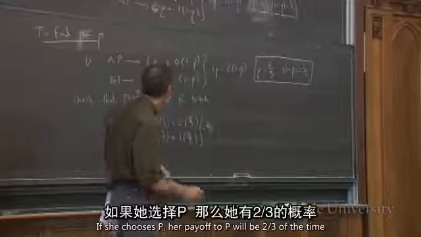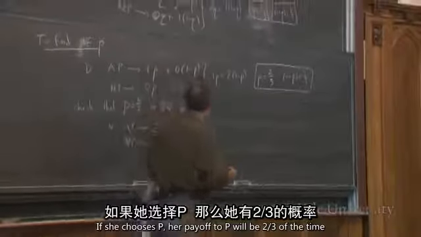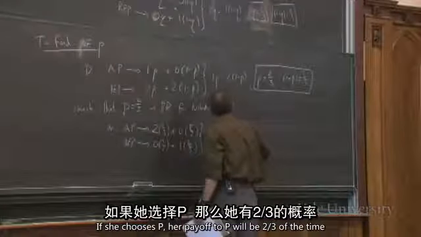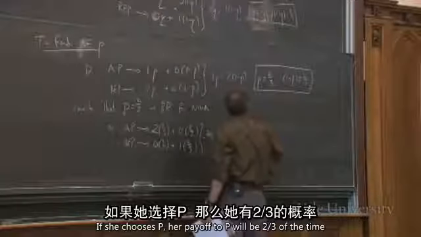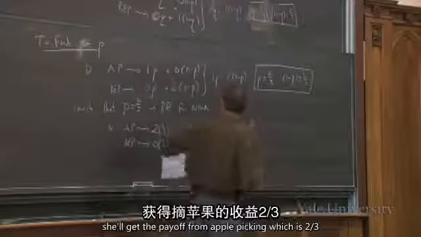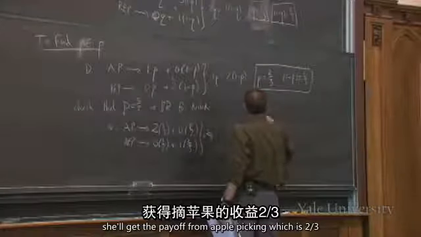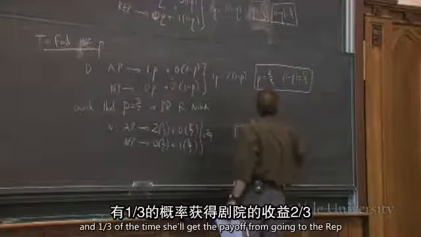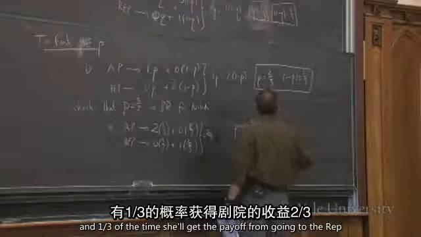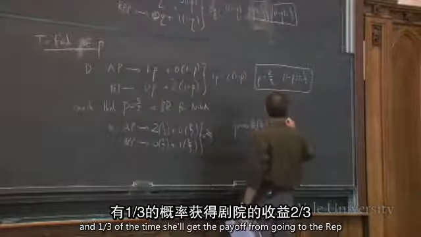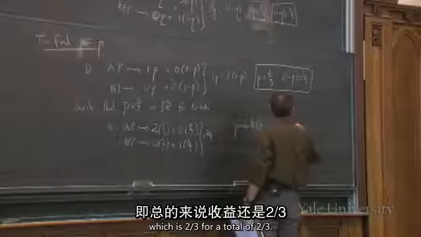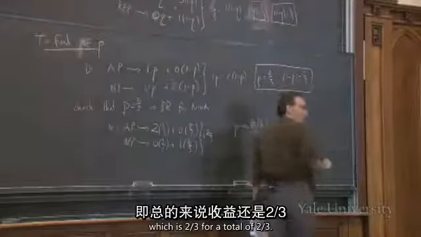All right? If she chooses P, her payoff to P will be: 2/3 of the time she'll get the payoff from apple picking, which is 2/3, and 1/3 of the time she'll get the payoff from going to the rep, which is 2/3, for a total of 2/3.